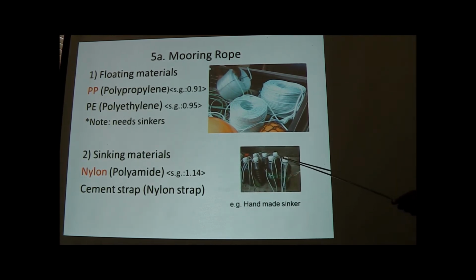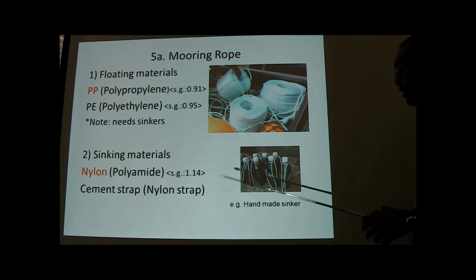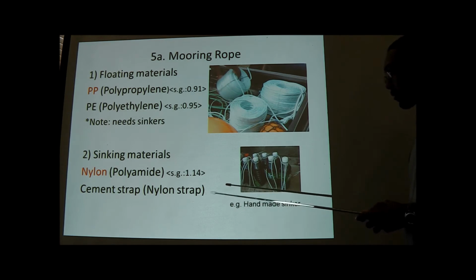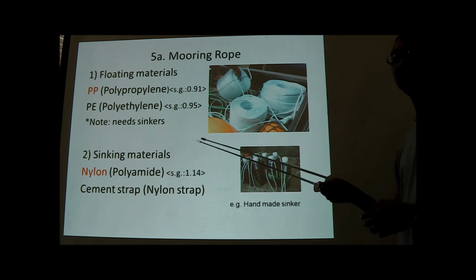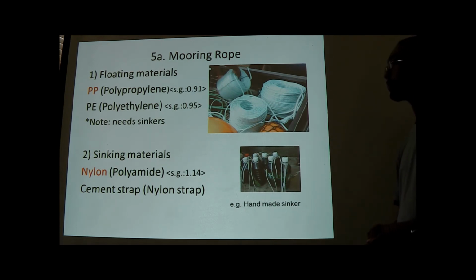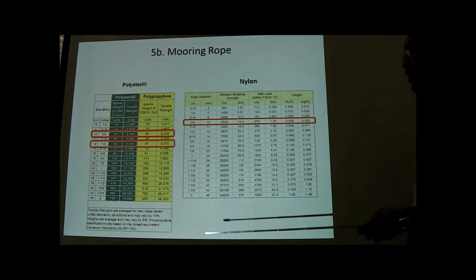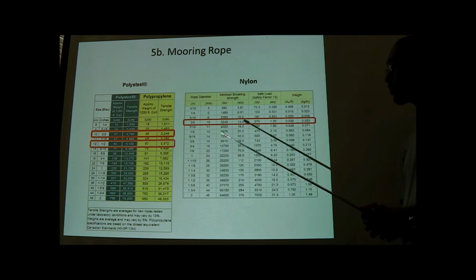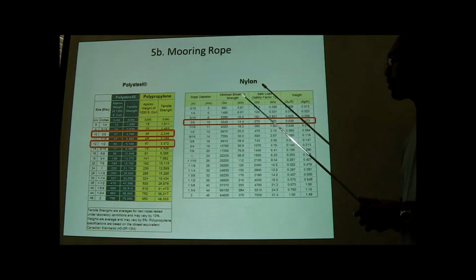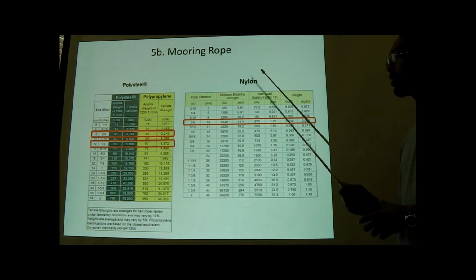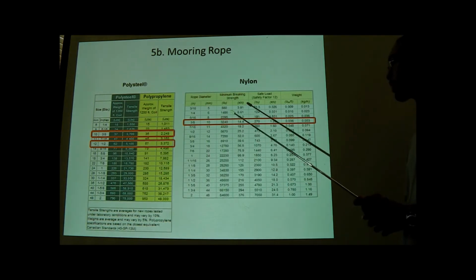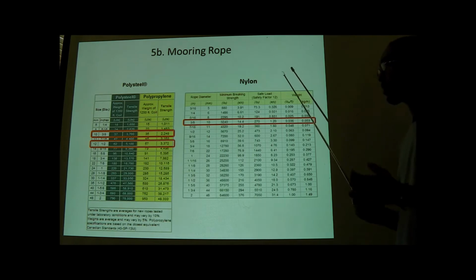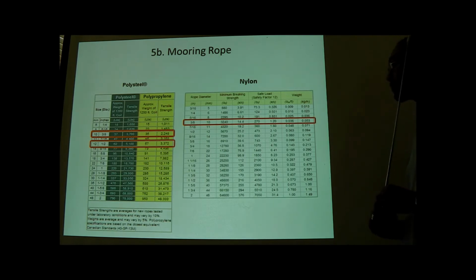In this picture, we can easily see an example of a handmade sinker, and I will explain the use of this sinker later on. Here are just two charts showing the different properties of some of the ropes which are commonly used, such as nylon and polysteel ropes, and which indicate the tensile strength, or how strong these ropes are.